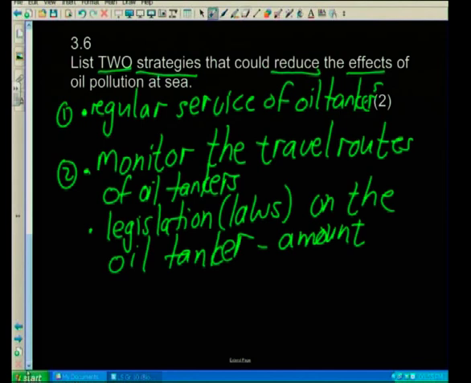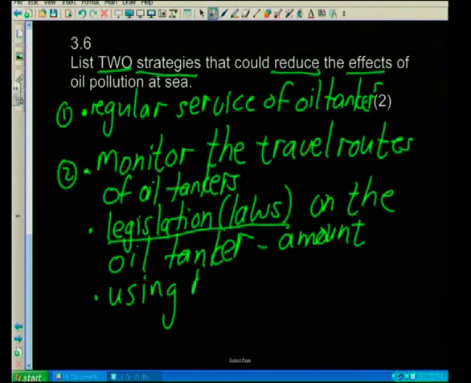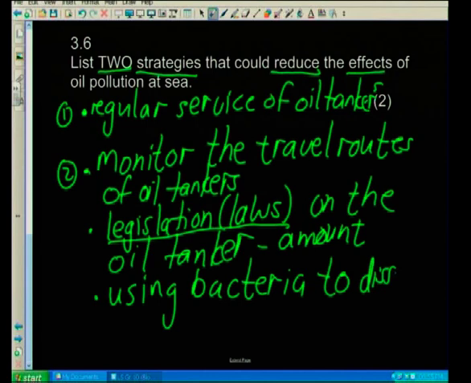All right, so legislation, I think that's important. They must put laws down for these oil tankers so that they know what they can do, what they can't do. Another point is to think about what happens if there is oil. Maybe they can clean up the oil spills by using, let's say, bacteria, which is a biological way of controlling or getting rid of the oil. So using bacteria to dissolve the oil spill.